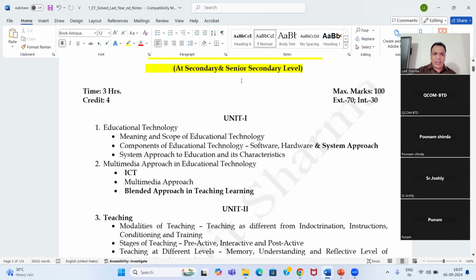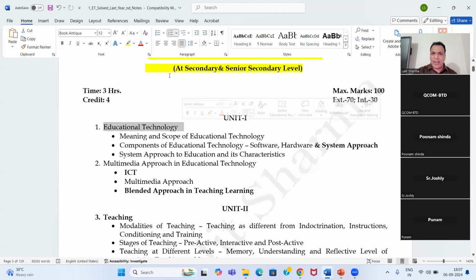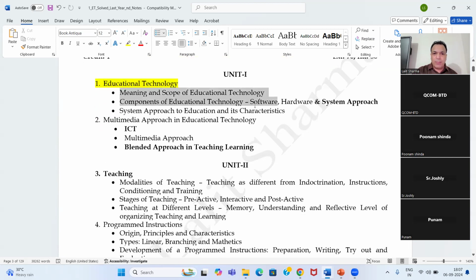In unit 1, it is talking about educational technology. It is a very easy paper. First of all, I want to tell you, right? Whenever you have to start, just go through the syllabus first. Okay, unit 1, educational technology. Under educational technology, it is talking about meaning and scope of educational technology and components of educational technology, right? Either you can say the components of educational technology or approaches of educational technology.